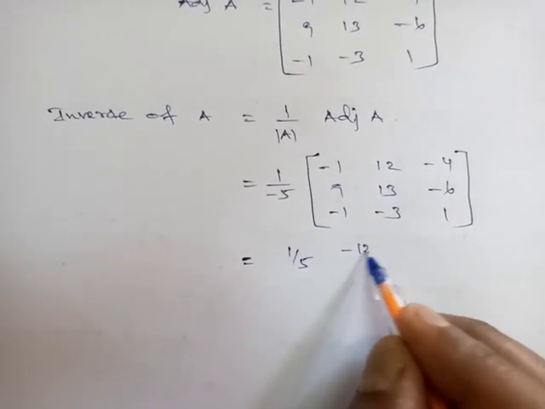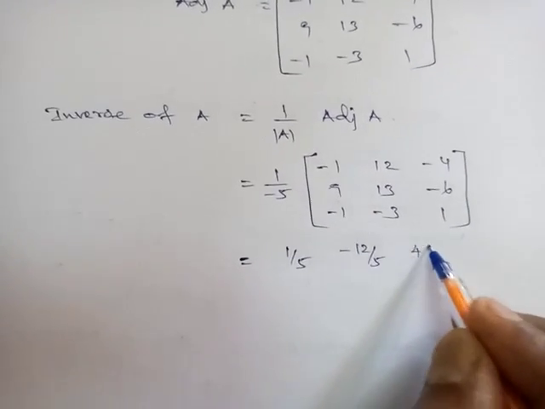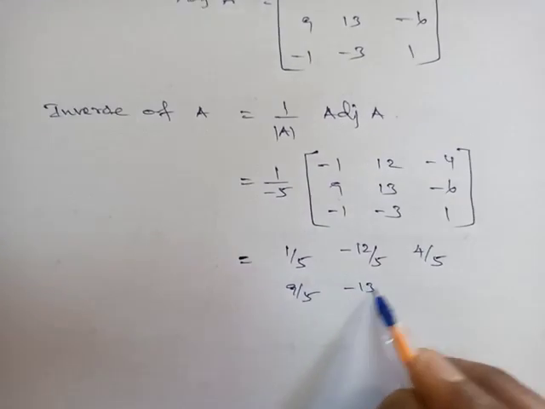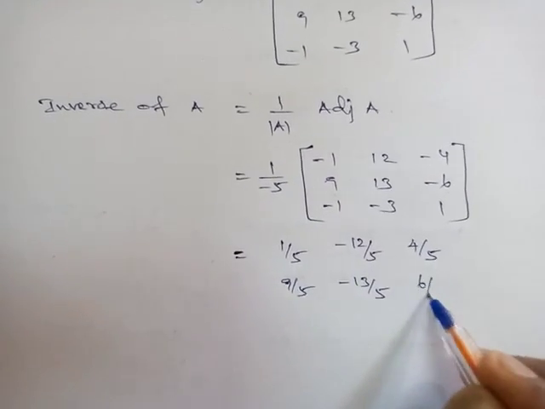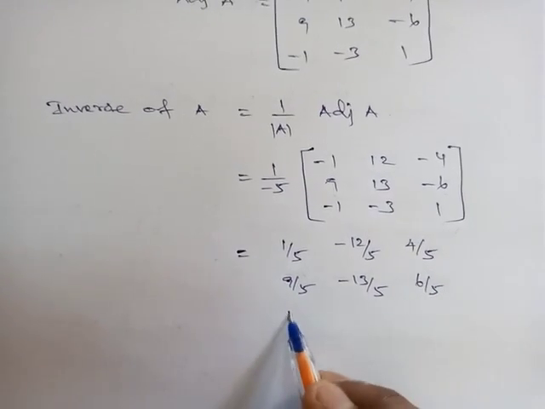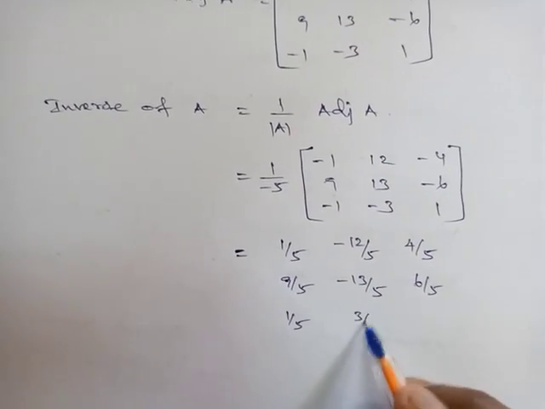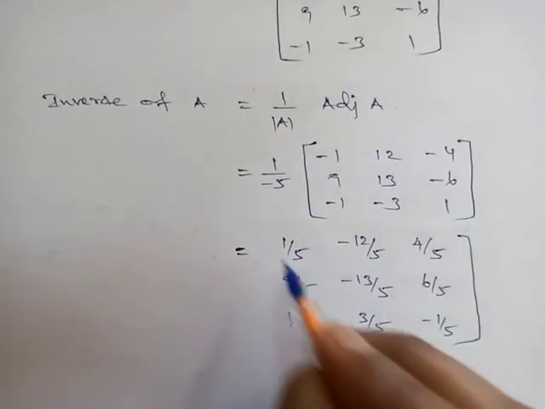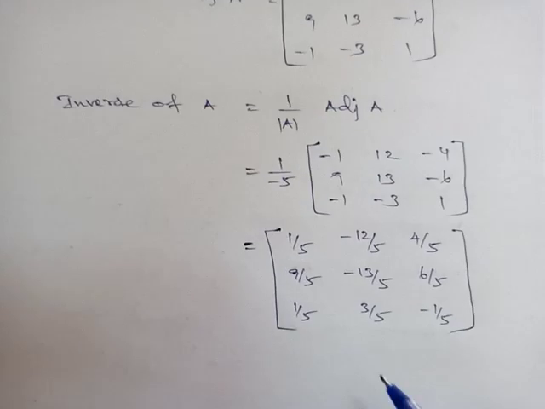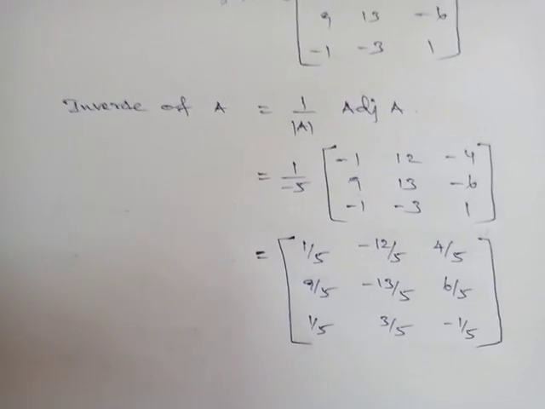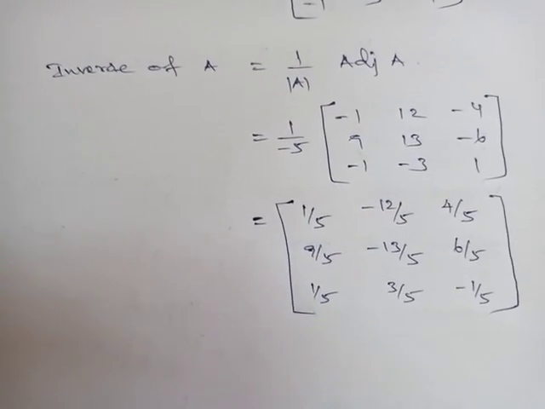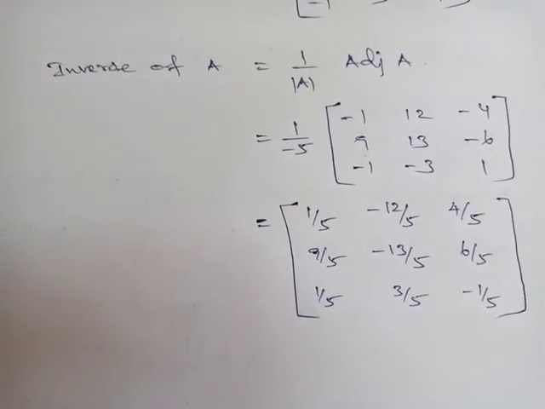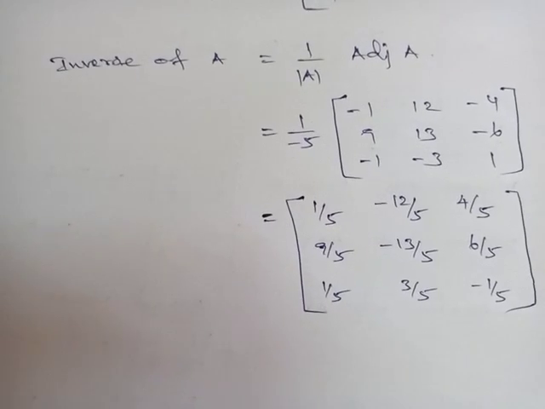This is minus 12 by 5, this is 4 by 5, 9 by 5, minus 13 by 5, 6 by 5, 1 by 5, 3 by 5, minus 1 by 5. Actually, this is the inverse of the given matrix A. So this is one more method to find the inverse of the given matrix. Already we completed the row transformation method, which is also important. Go through this also.